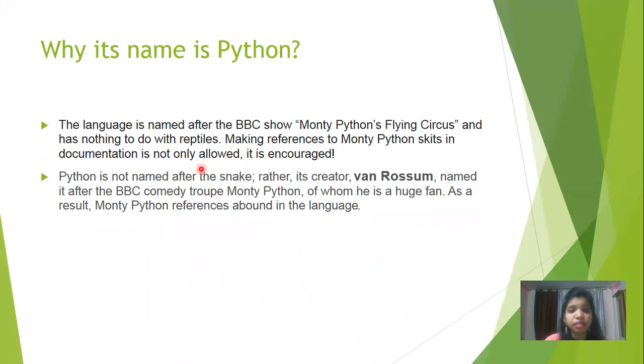Why is its name Python? The name is due to its creator Van Rossum, who defined it, but there is no particular reason for it. Van Rossum's favorite series was the BBC show Monty Python's Flying Circus. He was a big fan of this show, so he named this language Python. The language is named after the BBC show Monty Python's Flying Circus. It has nothing to do with reptiles. He was a big fan of this show, so he just named it Python, nothing else.